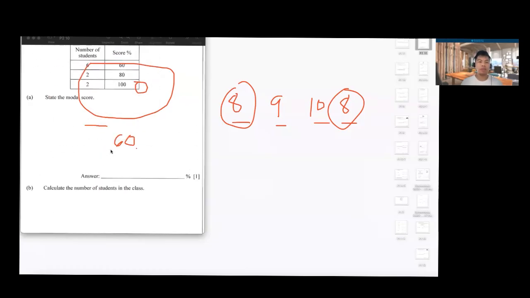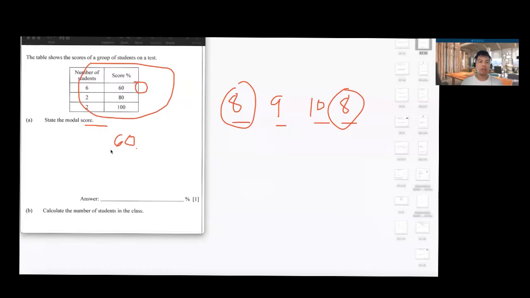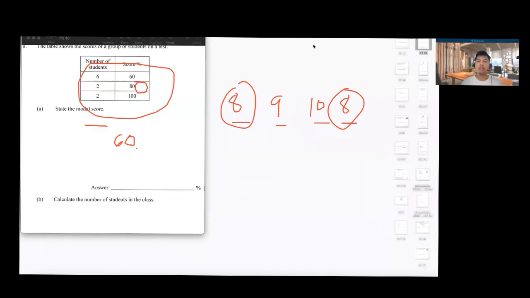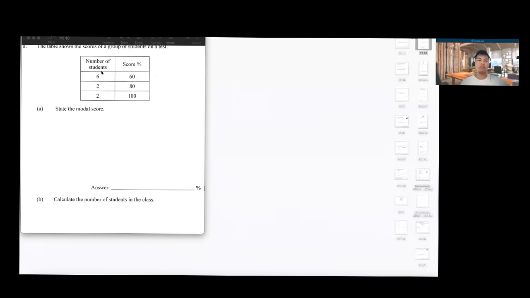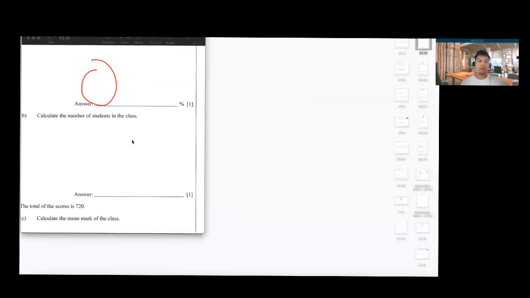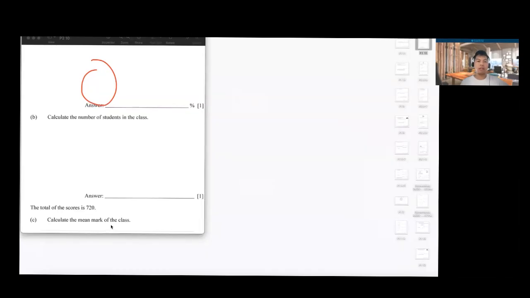Okay, letter B. Calculate the number of students in the class. So that's going to be easy. What's the number of students in the class, Madison? 10. Yeah, 10. You just have to add 6, 2, 2. The total of the score is 720. Calculate the mean mark of the class.